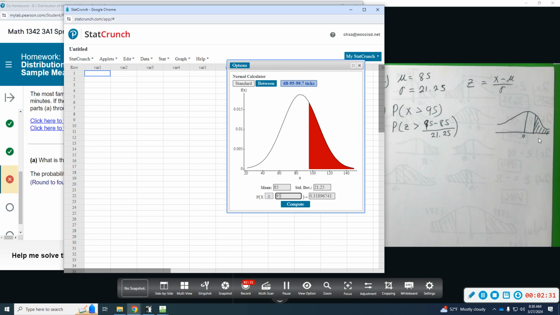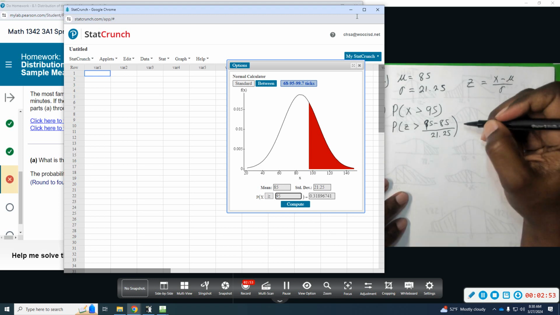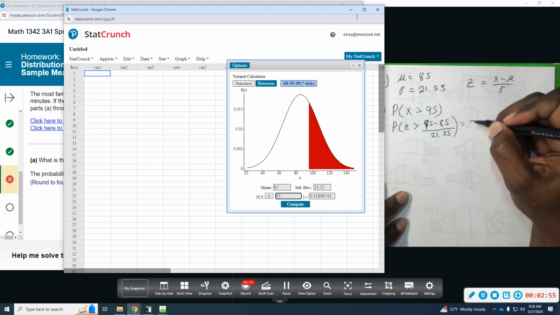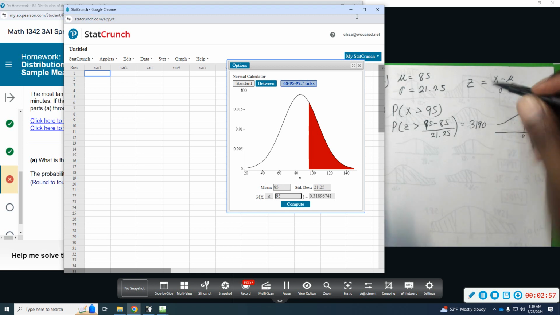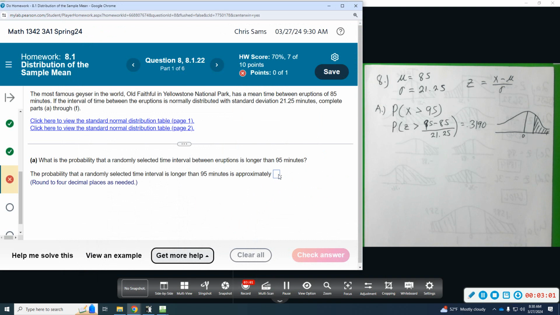All right, so you can kind of see a similar picture. Probability is 0.3189. The 9 will round up because we're going to go to 4 decimal places, so the 9 is going to go to 10 and carry over. So we're looking at 0.3190. And it should be pretty close when you use the Z formula.